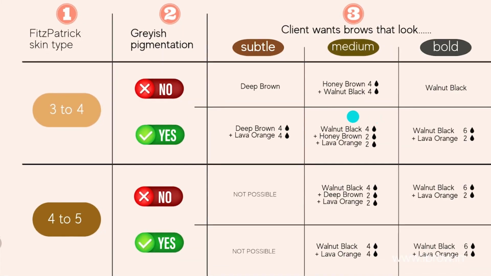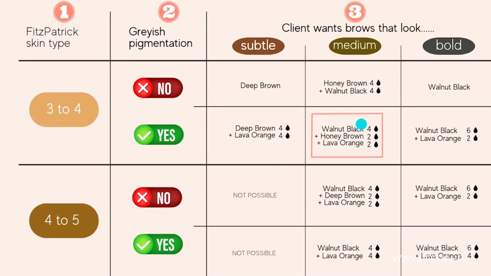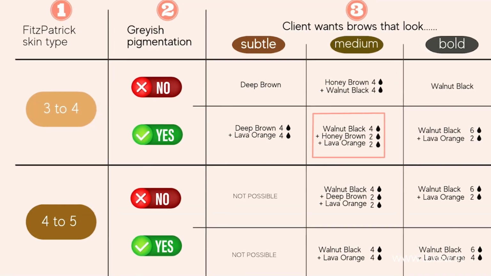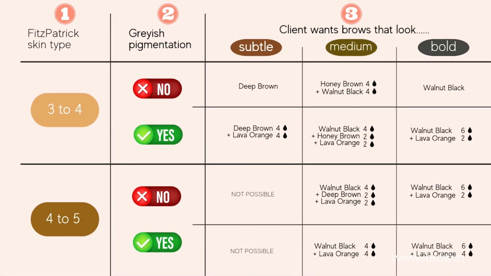And depending on the kind of brows that the person wants, let's say my brows are something I would call medium, not very subtle but not very bold either. So for me, you would use a combination of 4 drops of walnut black, 2 drops of honey brown and 2 drops of lava orange. This combination would give you a perfect end result of a medium brown color on my sort of skin. So for every skin type, you have to judge the skin color, then judge the level of grayish pigmentation, and then choose the colors, as you can see on the screen, based on the kind of brows that they are looking for.